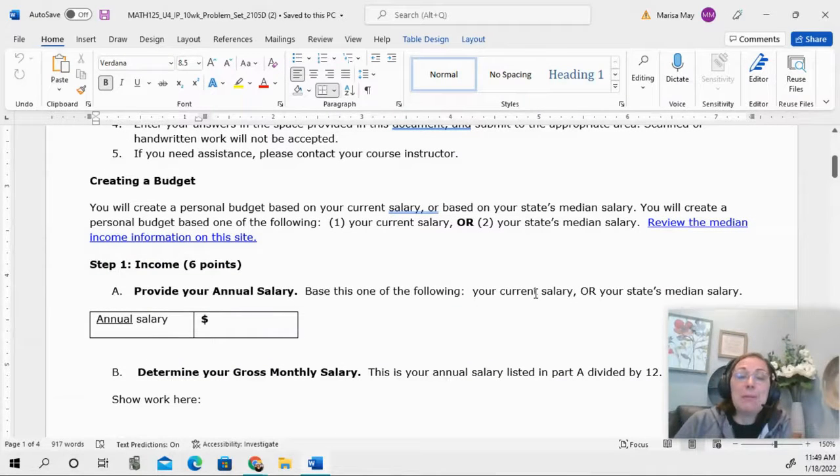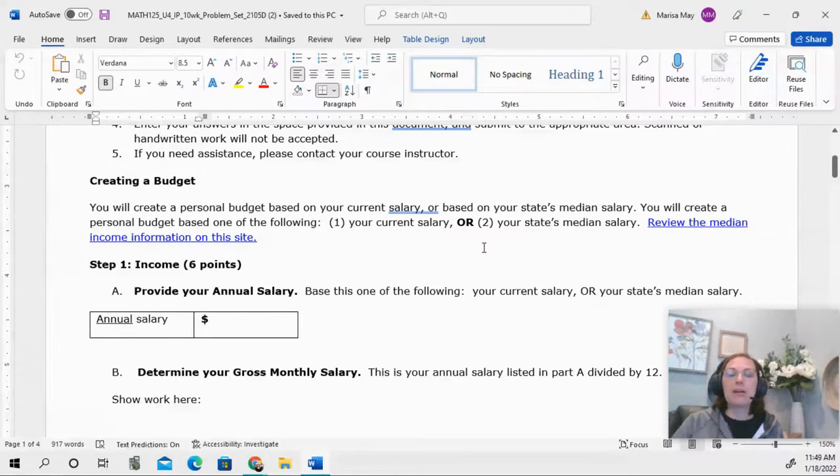Now, you're going to be creating a budget in this project, and this budget can be based on your current salary or on your state's median salary. For our purposes, I'm just going to use a simple number. That's just going to make it easier as we look at the particular requirements for this assignment. So let's take a look.